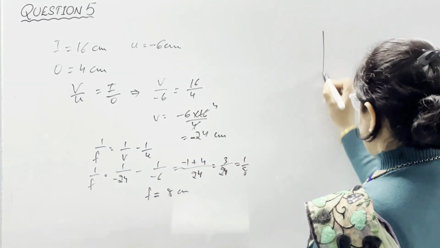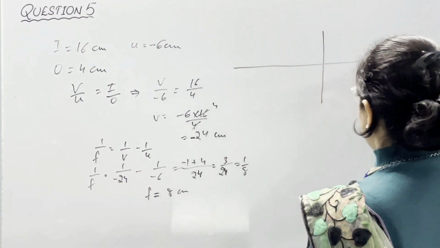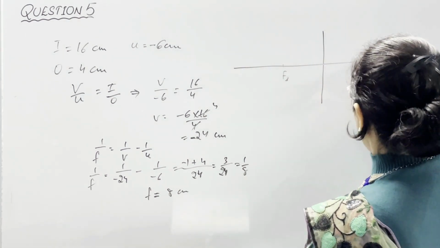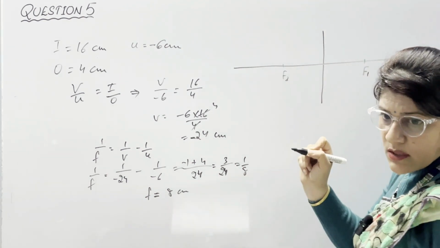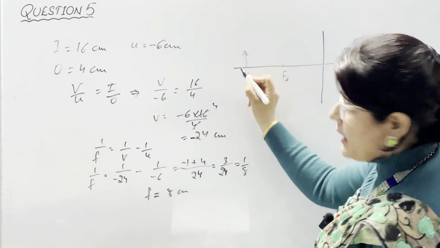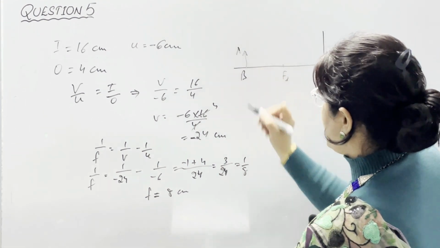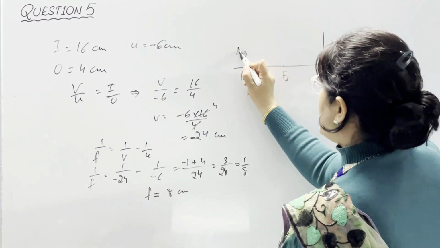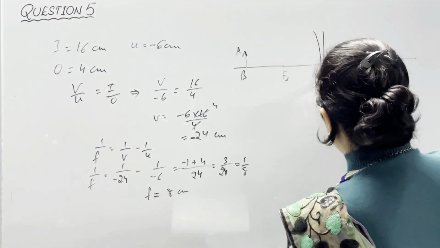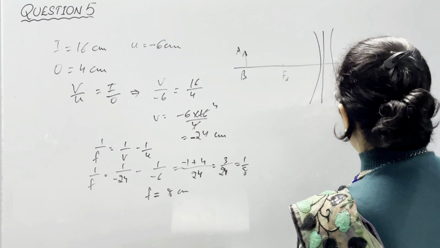So this is our lens. This is the principal axis. These are f2 and f1. Focus is given. And here is our object AB. Now two rays starting from point A. If you want, you can draw a concave lens here.